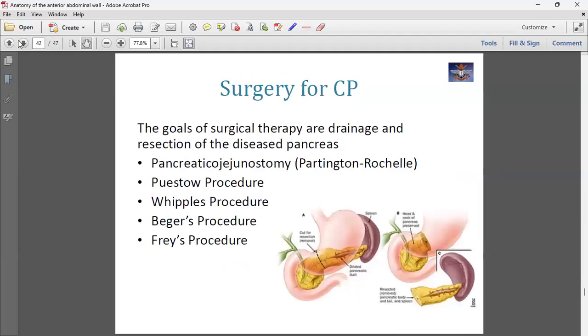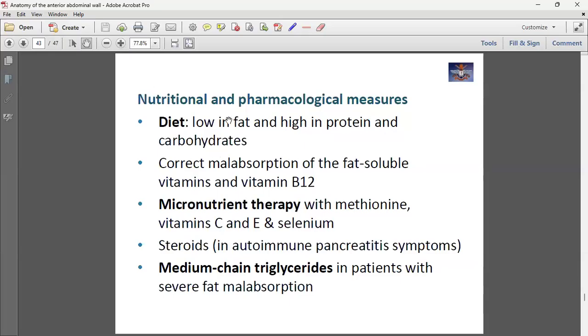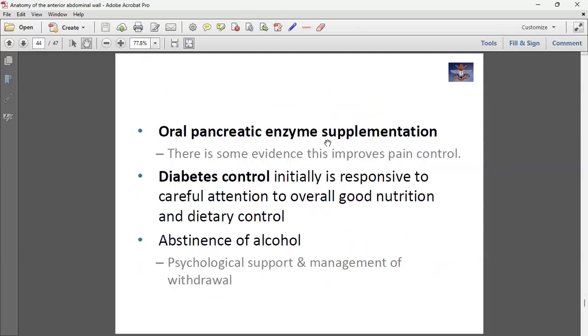Okay. And then these are the surgical options for chronic pancreatitis. So you guys can read up. And I don't think it will be heavy. Chronic pancreatitis will not be heavily questioned unless you get it for a long case. Okay. And these are the nutritional and pharmacological things. So a diet low in fat and high in protein, micronutrient therapy, steroids for autoimmune pancreatitis, and medium chain triglycerides for patients with severe fat malabsorption. And then there is pancreatic enzyme supplementation and diabetes control.